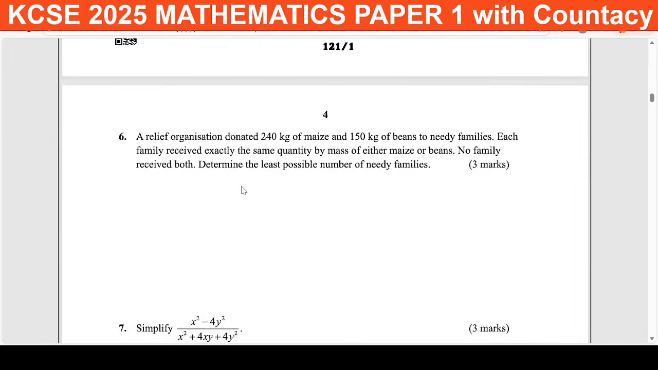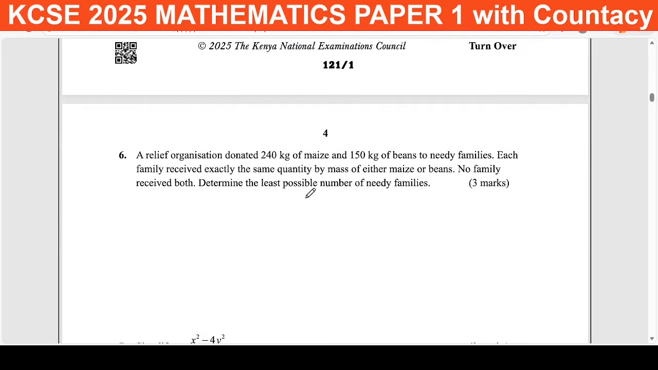Let's move on to another amazing question, question 6. And actually, I really love this question, and let's get into it and you'll be able to understand why. We have a relief organization that donated 40 kgs of maize and 150 kgs of beans to needy families. The question tells us that each family received exactly the same quantity by mass of either maize or beans, and that no family received both. We are then told to determine the least possible number of needy families.